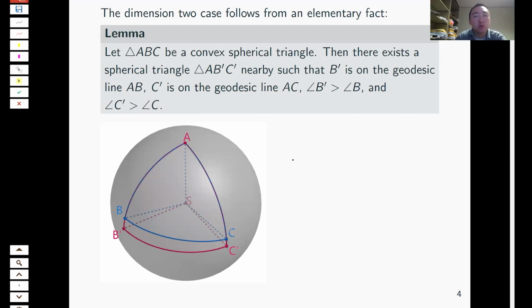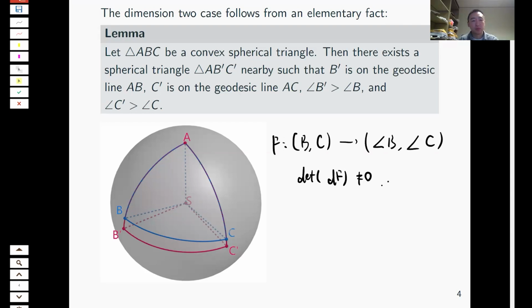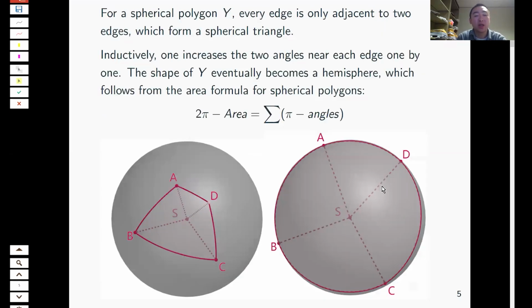This fact follows from the following: you start from the point B and point C, and then compute the angle B and angle C. This is a smooth map, and one can compute the Jacobian. The determinant of dF is actually non-zero. With this non-vanishing Jacobian, you can move it in whatever sense you want in the infinitesimal sense. But of course, this lemma only holds for spherical triangles, but not for Euclidean ones. Now, with the help of this lemma, we can look at the general case.